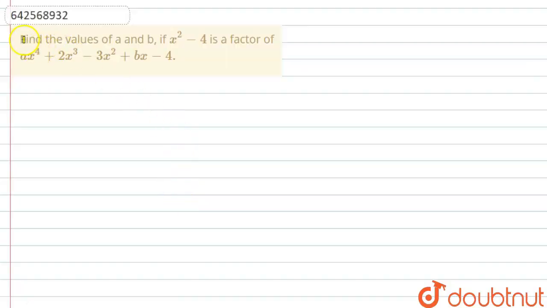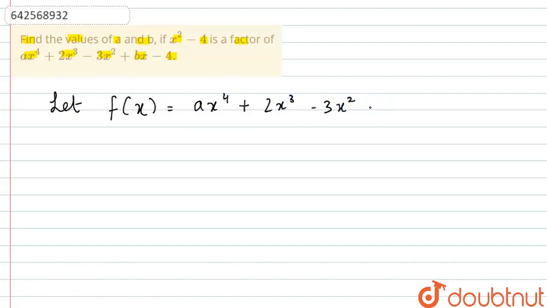Hello everyone, let's start the question. The question says that find the values of a and b if x square minus 4 is a factor of ax power 4 plus 2x cube minus 3x square plus bx minus 4. So here we need to find the values of a and b if x square minus 4 is the factor of the given polynomial. So here we'll let f of x be equal to ax power 4 plus 2x cube minus 3x square plus bx minus 4.